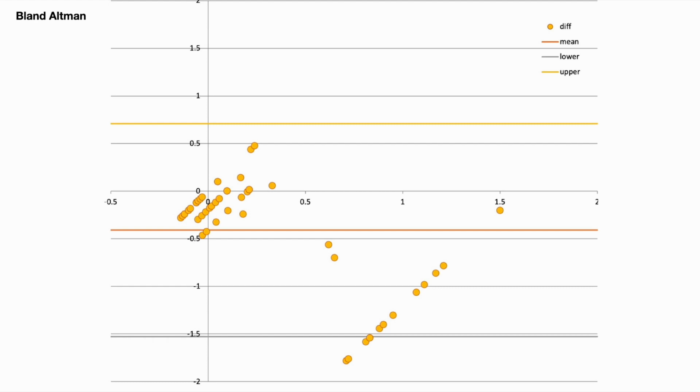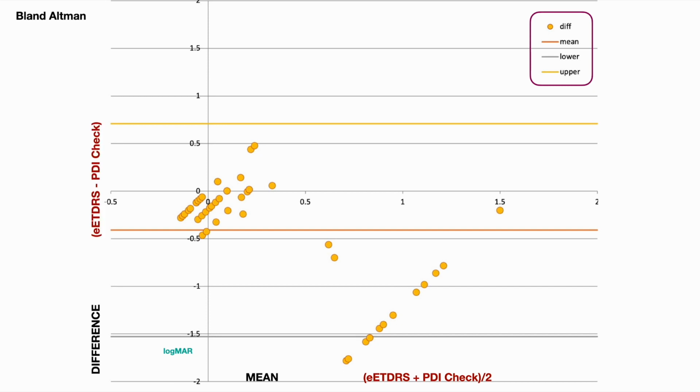Then we want to look at the Bland-Altman plots. This takes the mean compared to the difference between two values using log-Mar equivalent visual acuity. We compared eTDRS with PDI Check and found a large limit of agreement for the difference between the two, or the offset, one showing precision, the other showing accuracy.